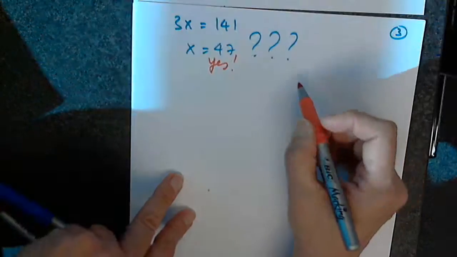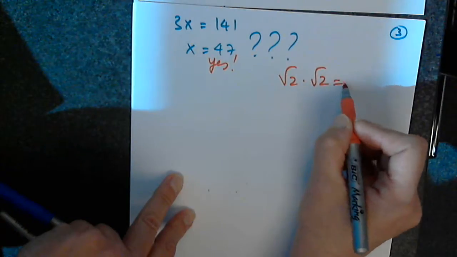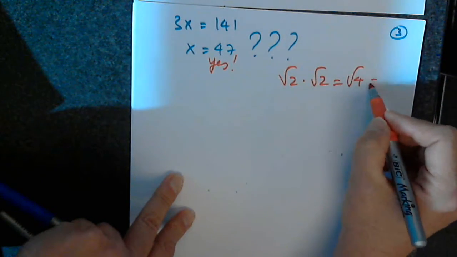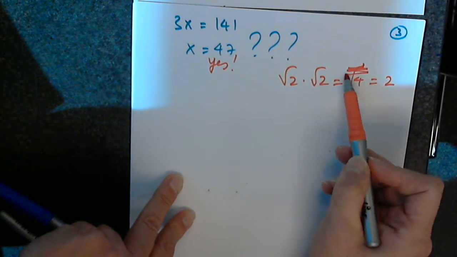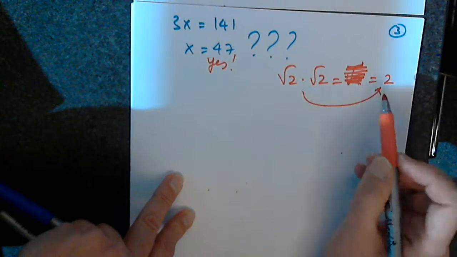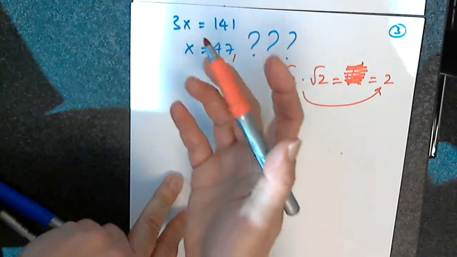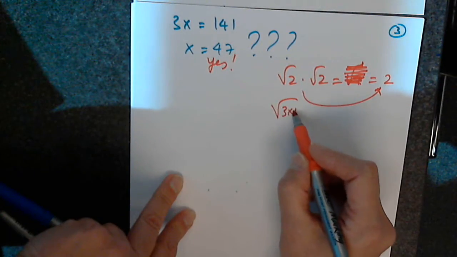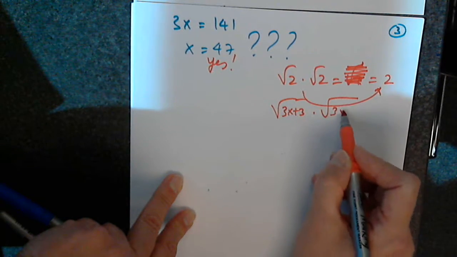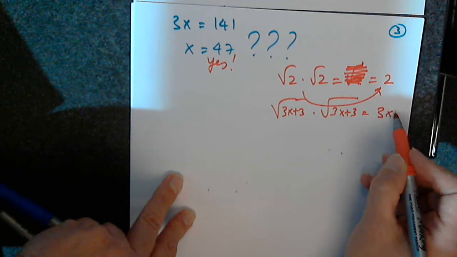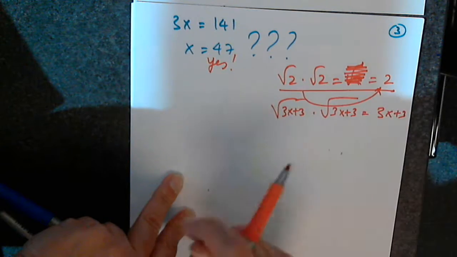Last time we discussed the fact that the square root of 2 times the square root of 2 is the square root of 4, which is 2. And if you remember, I deleted this and I said we should remember this from now on. So therefore, the square root of 3x plus 3 multiplied by the square root of 3x plus 3 is 3x plus 3 according to this.